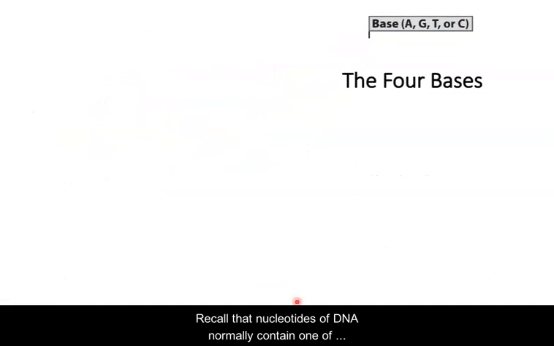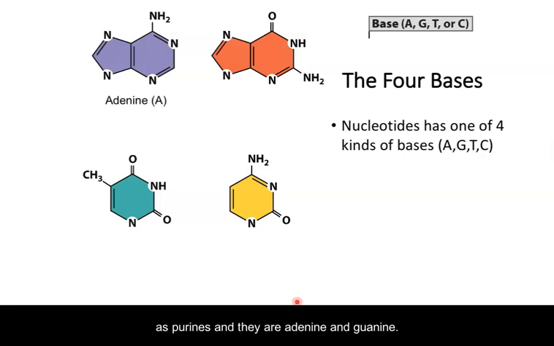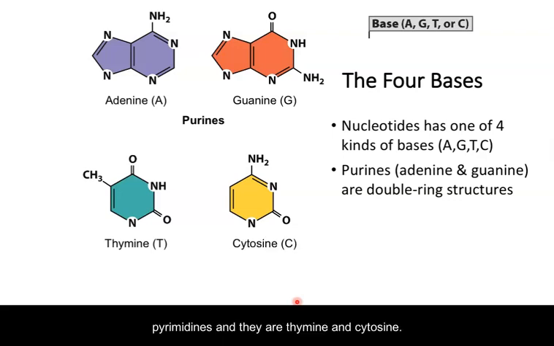Recall that nucleotides of DNA normally contain one of 4 kinds of bases, denoted as A for adenine, T for thymine, G for guanine, and C for cytosine. 2 of these bases are double ring structures known as purines, and they are adenine and guanine. The other 2 are single ring structures known as pyrimidines, and they are thymine and cytosine.